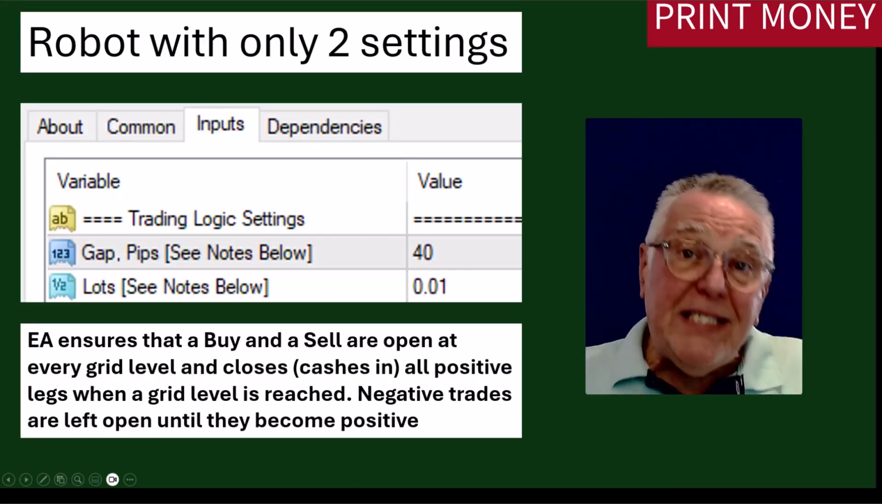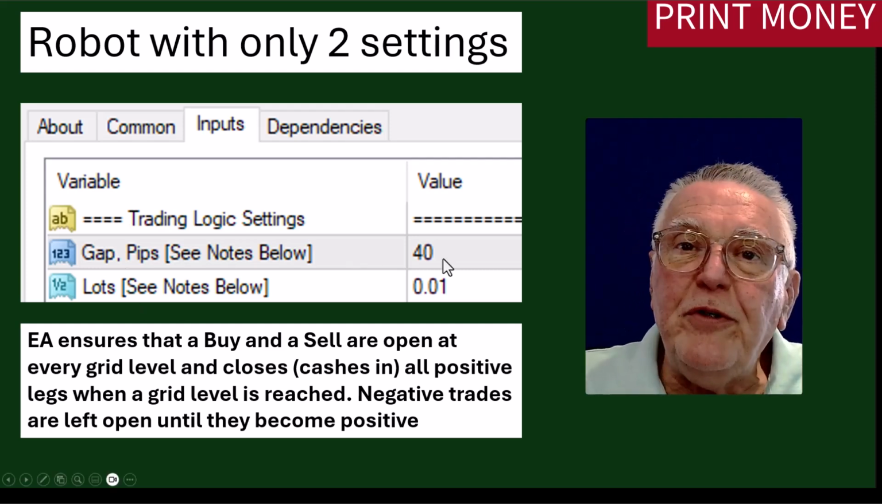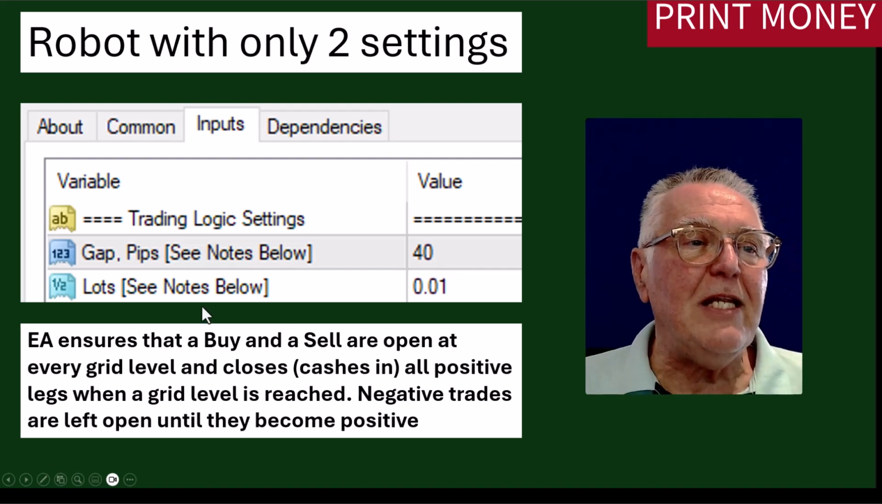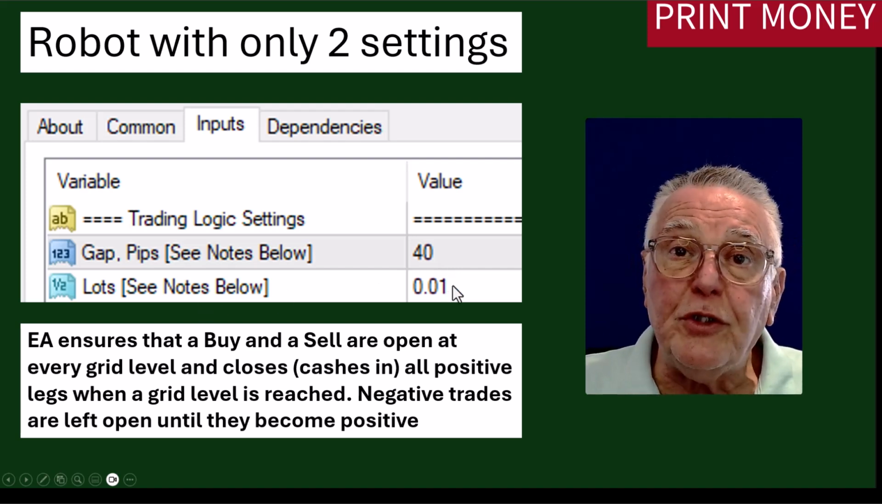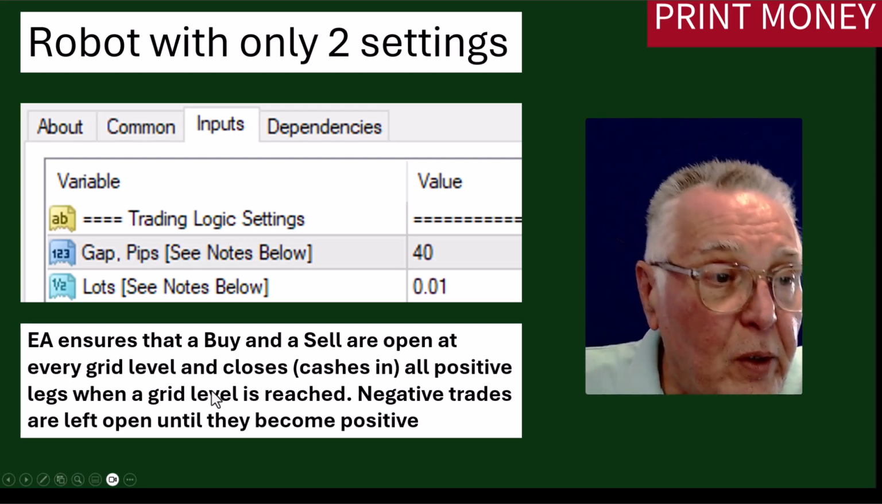Now the beauty of the simple grid trader is it only has 2 settings, and here we go. All you have to do is set the grid size, and then you have to tell it how many lots to use. And then the EA will trade using the following logic.